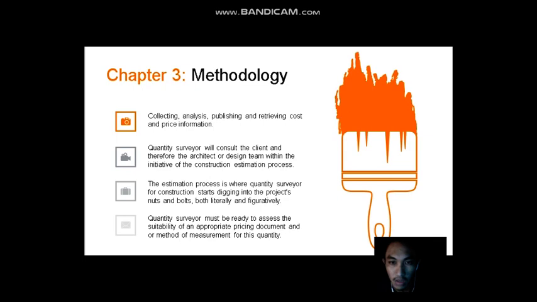Lastly, the quantity surveyor must be ready to assess the suitability of an appropriate pricing document and or method of measurement for this quantity. Therefore, they have to be able to calculate work items, compile unit prices, and produce the final cost estimate report that is delivered to the client and the project management team of the project. So that's all for me.